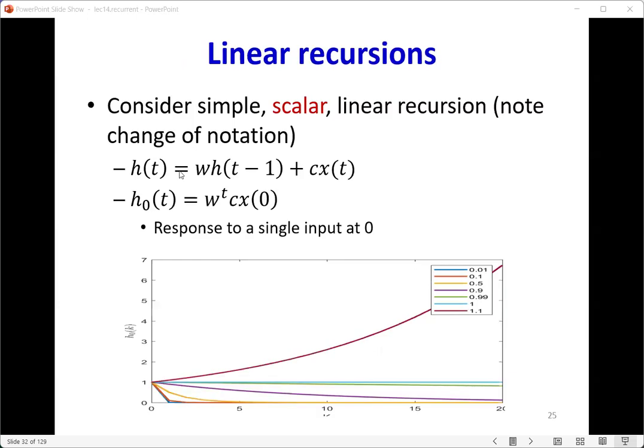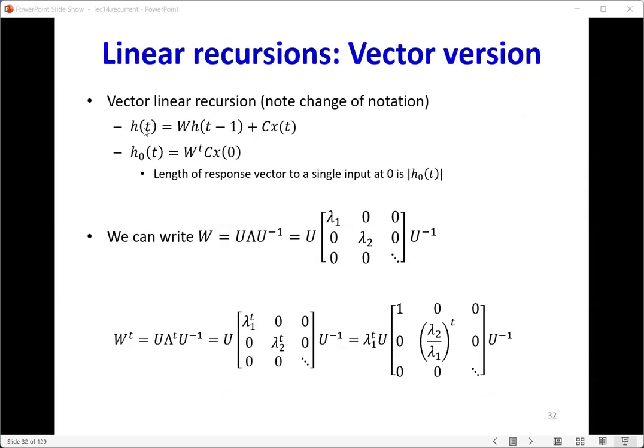Now, this is for a scalar recursion. What about for vectors? Because we really deal with vectors. In the case of vectors, we would still have the same thing. h_t is W times h_{t-1} plus C x_t. If I just had a single input at time 0 and no further inputs, you're going to get h_t equals W raised to t times C x_0. This is the same equation as before. Does this make sense? Let's see what happens here.